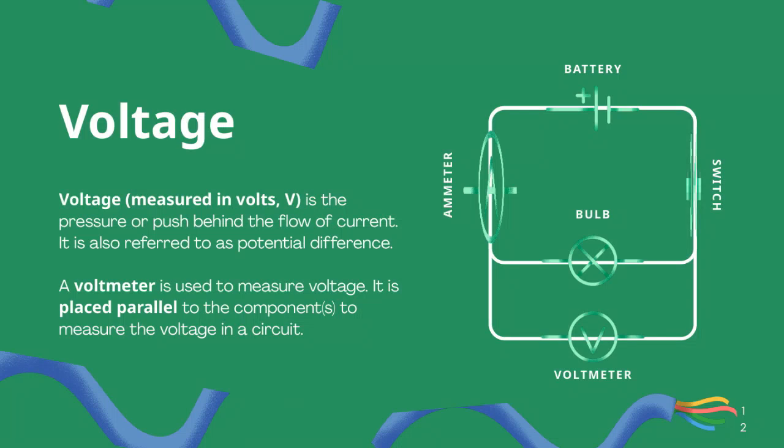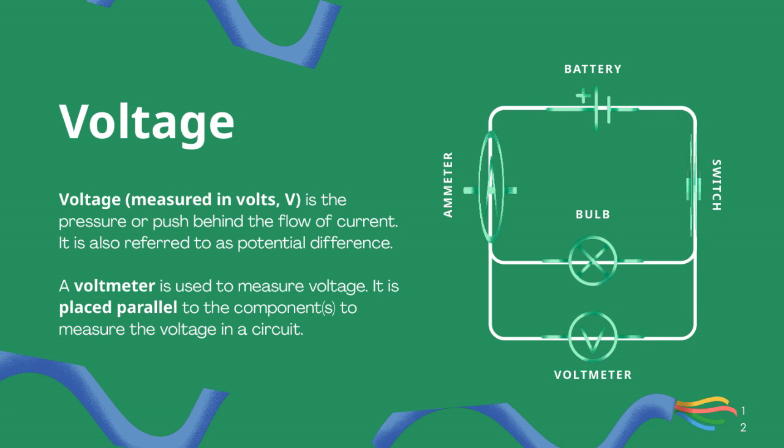Let's talk about voltage, which is measured in volts, or V. Think of voltage as the pressure or push that drives the flow of current through a circuit. You can also think of it as the potential difference between 2 points, which essentially tells us how much energy is available to move electrons.